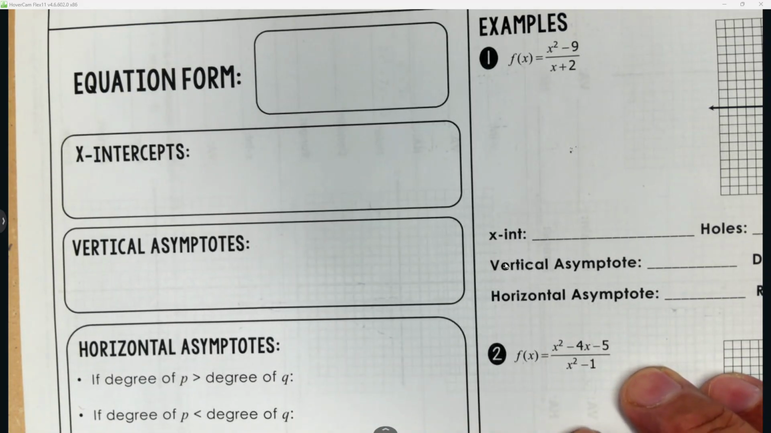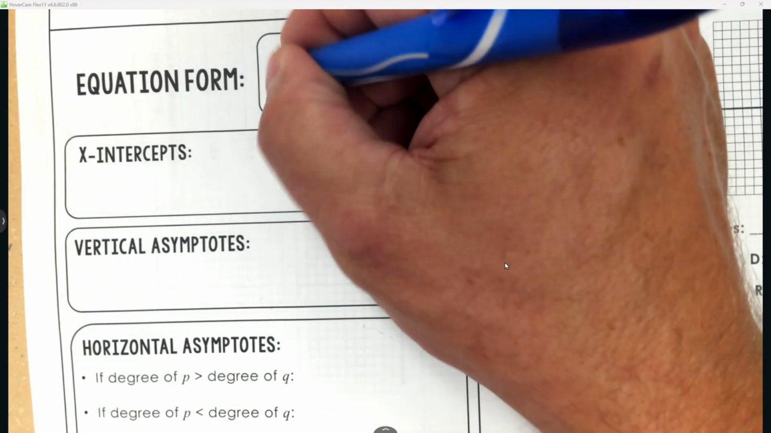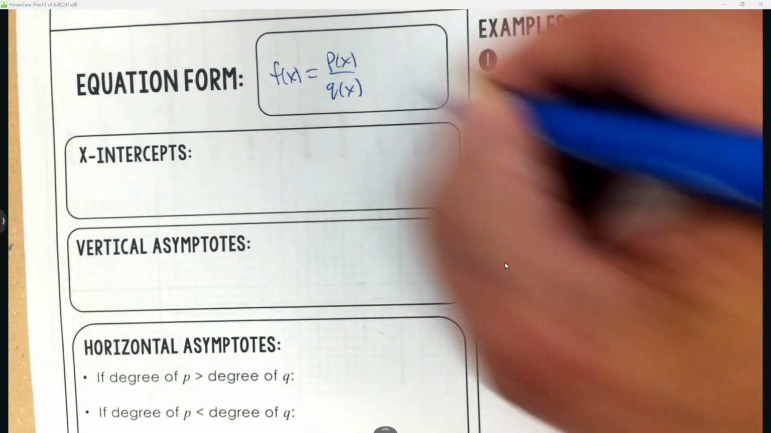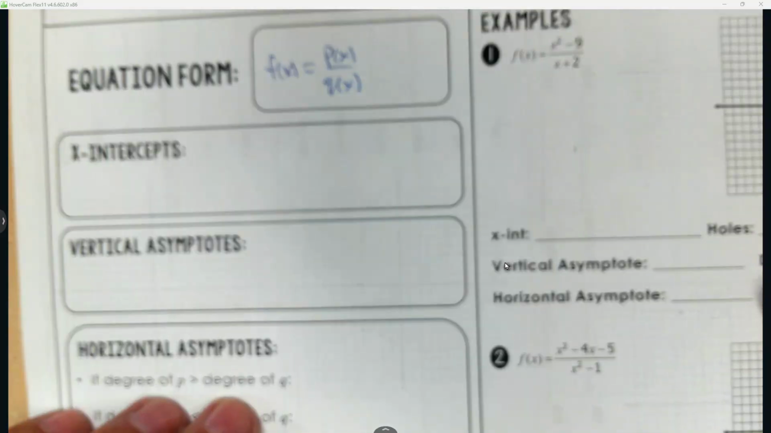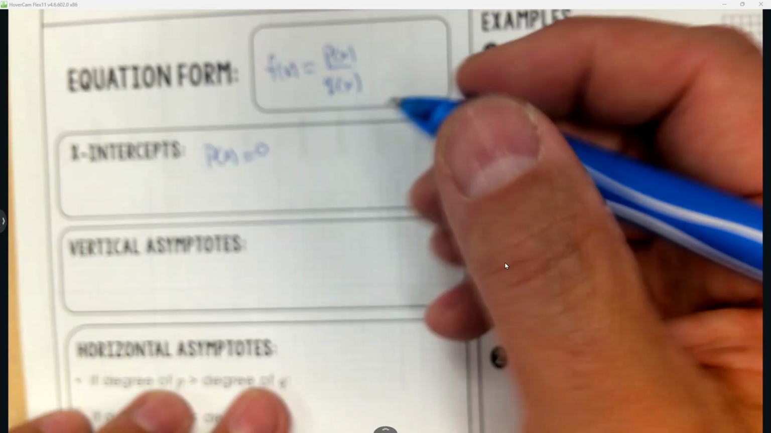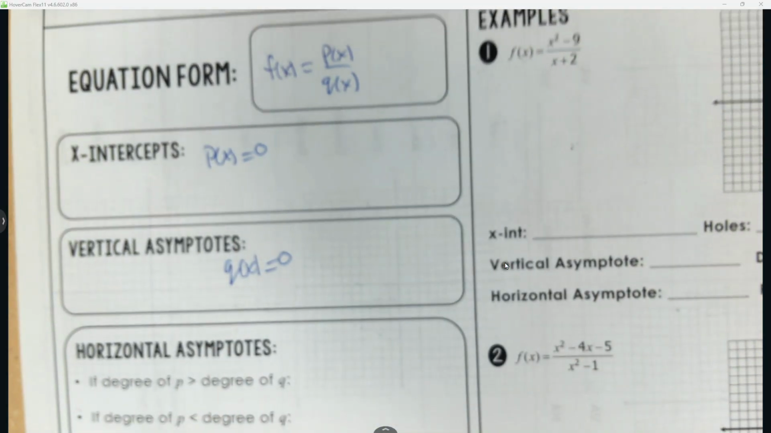Here's the review sheet for graphing rational functions. It's in this form, p of x divided by q of x. That's a rational function where p and q are polynomials. The x-intercepts are found when you set the numerator equal to 0, and the vertical asymptotes are found when you set the denominator equal to 0.